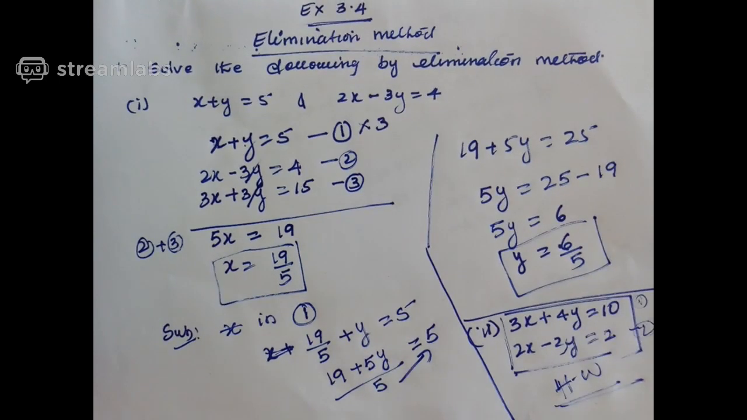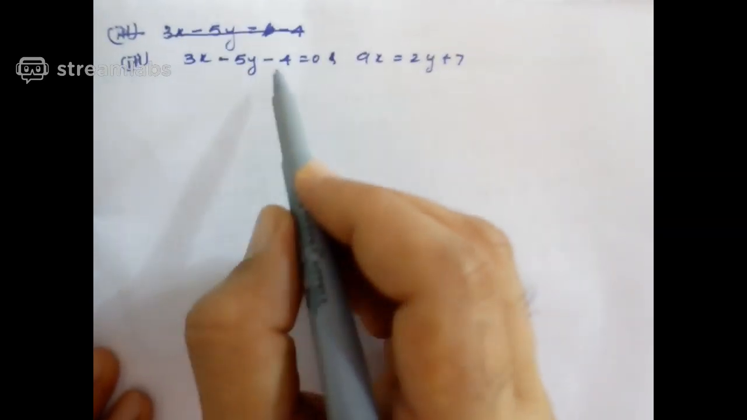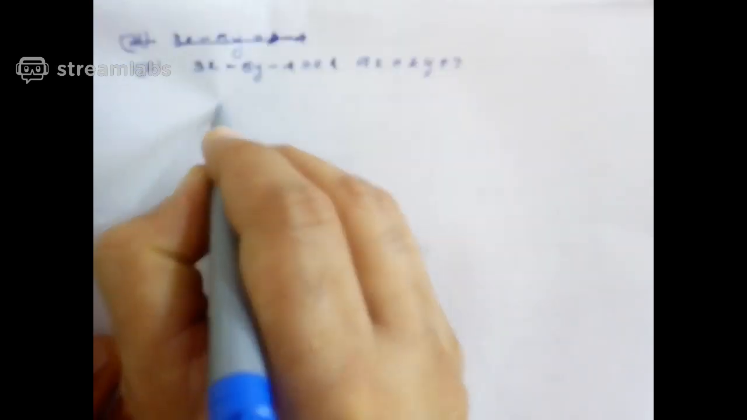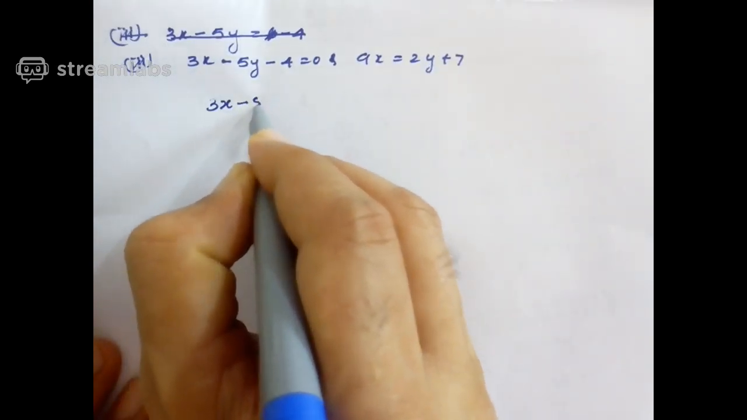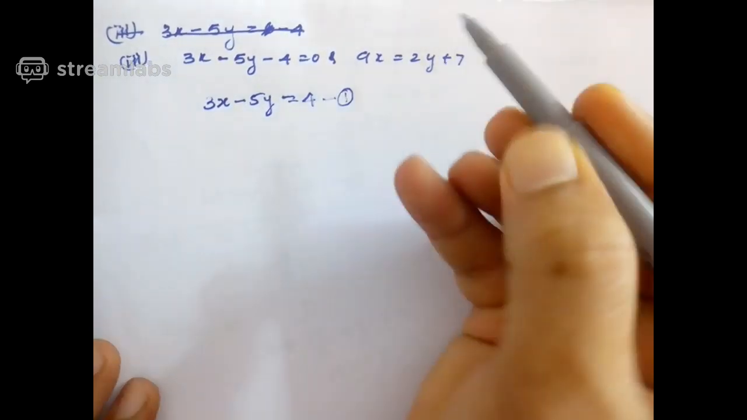Now the next one, the third one: 3x minus 5y minus 4 is equal to 0, and 9x is equal to 2y plus 7. I'll write the first in standard form, 3x minus 5y is equal to 4. This is equation number 1.